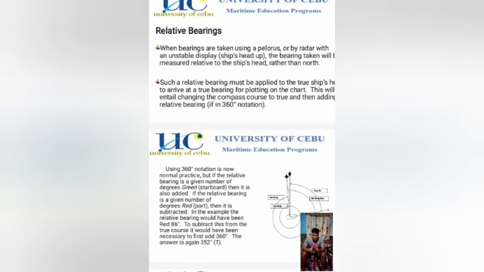Using 360 notation is now normal practice, but if the relative bearing is given as a number of degrees green, starboard, or the right side, then it is also added.